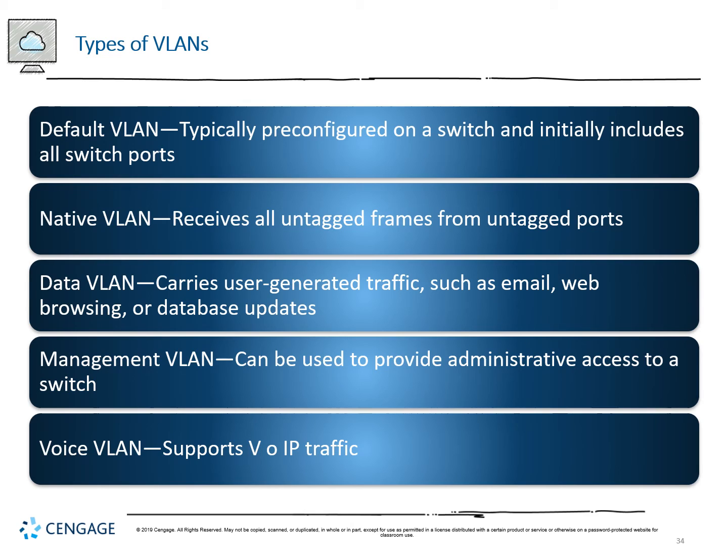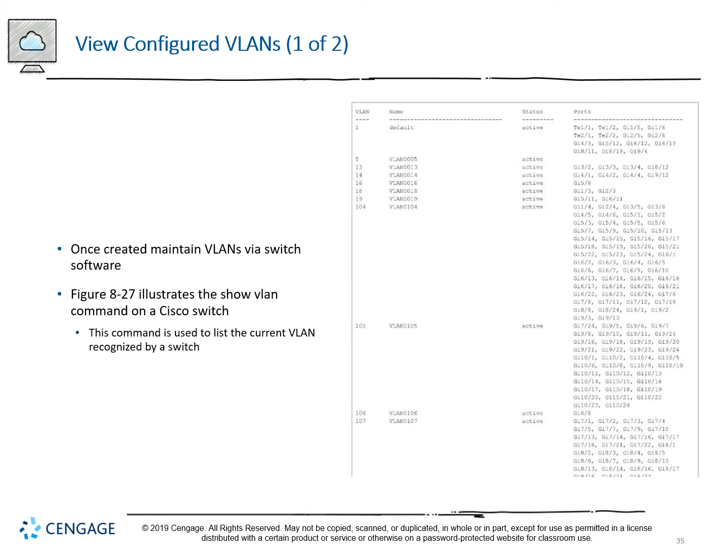A data VLAN, which carries all of our user traffic. Management VLAN, which deals with administrative access. And voice over IP traffic through the voice VLAN. Now once created, we're going to maintain VLANs through the switch's internal firmware, so the iOS software. In this case, we're going to look at figure 827 on the right, and this is going to be the result of the show VLAN command on a Cisco switch.